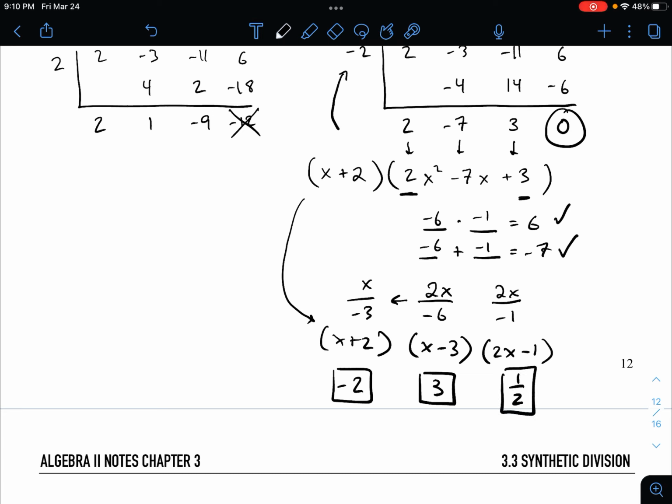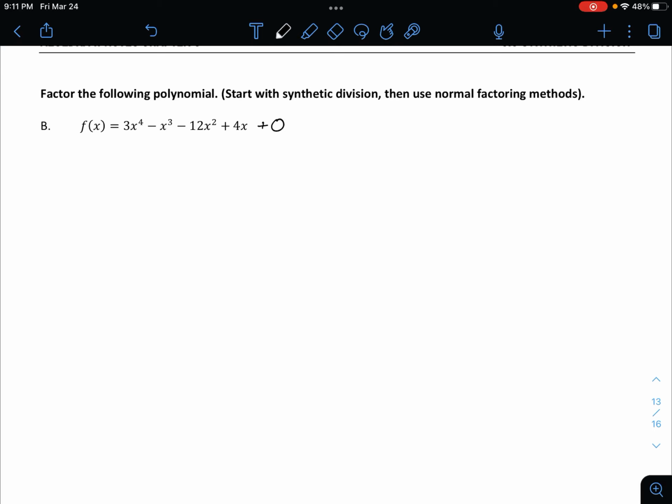On the next page, letter B, if I look at this one, so I got to think we've got really like a plus 0 back here, right? I don't really have a constant in this problem. So you might be thinking, well, if I don't have a constant and I'm looking for my rational roots, 0 over anything is just going to be 0. So I know one of my rational roots has to be 0, which is correct.